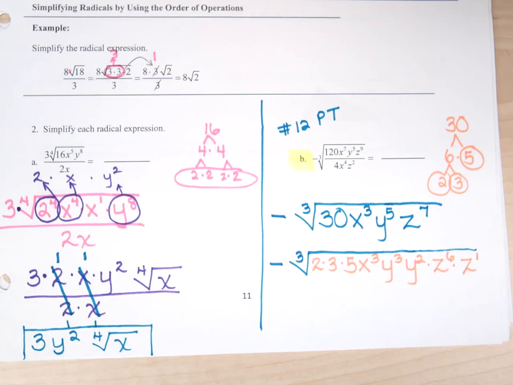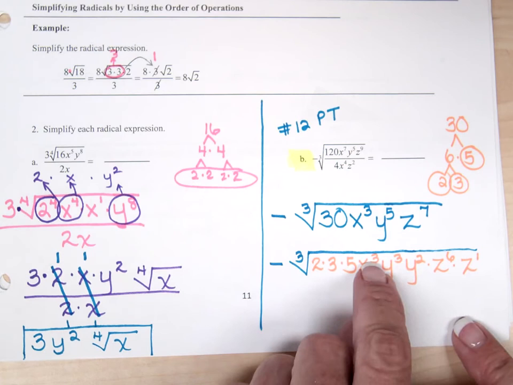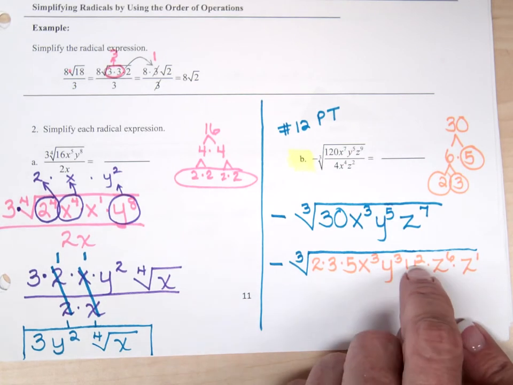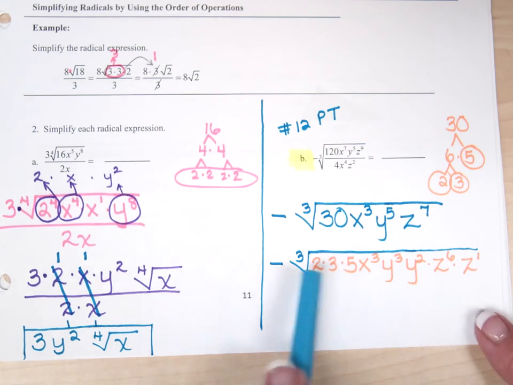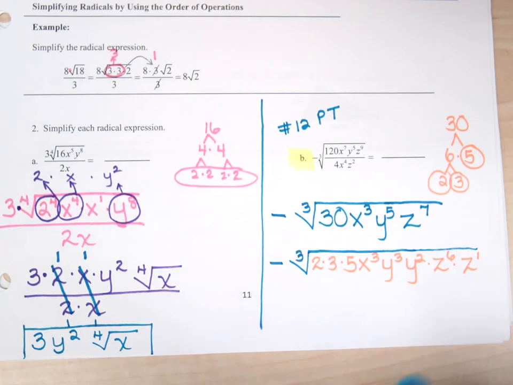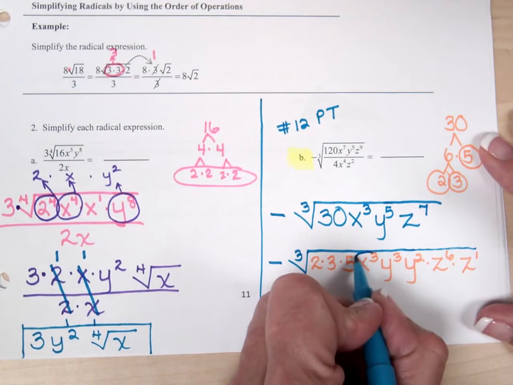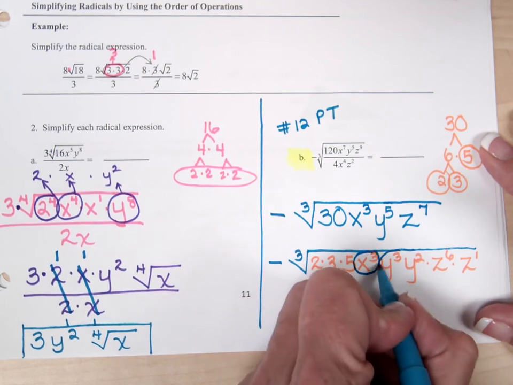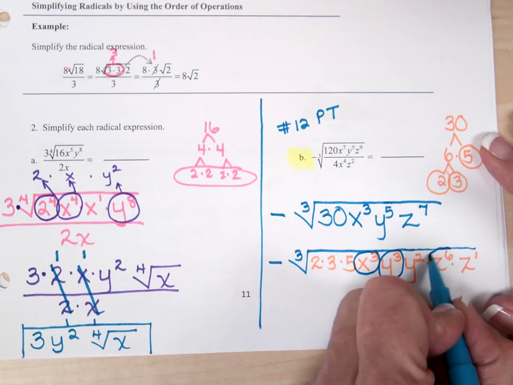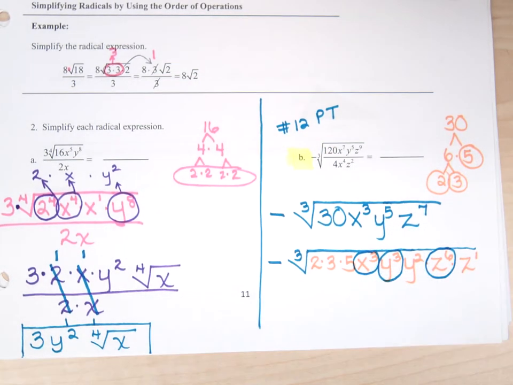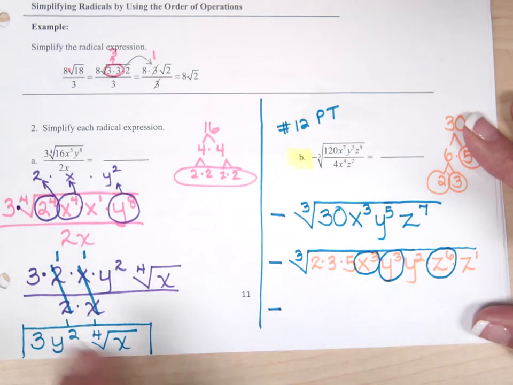So that's what my new problem looks like, all expanded out. I made all my exponents divisible by 3 and then wrote the leftovers. Not a triple, not a triple, not a triple. This is a triple. This is a triple. That means that it's divisible by 3. And this is a triple. So I know my answer is going to be negative.